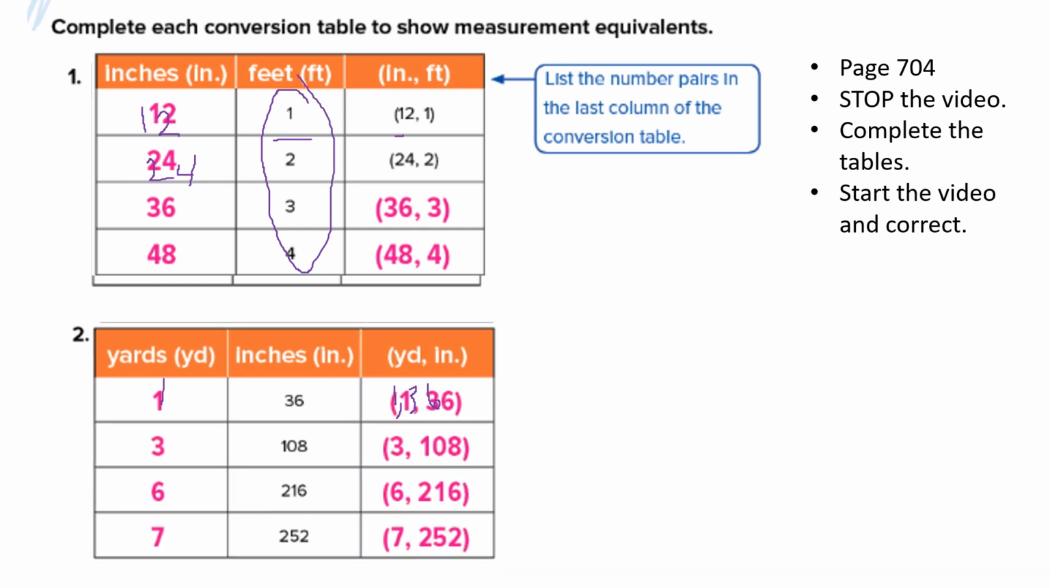And for the second one, it is 3 yards is 108, 6 yards is 216, and 7 yards is 252. Okay, did you get that? It's just like taking each of these times 36, because there are 36.